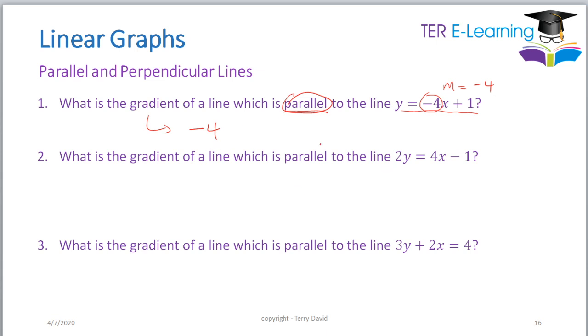Now, what about this next one here? What is the gradient? This is number 2. What is the gradient of the line that is parallel to the line? And they're giving us this. So those of you who were in class last week should know how to work this one out.